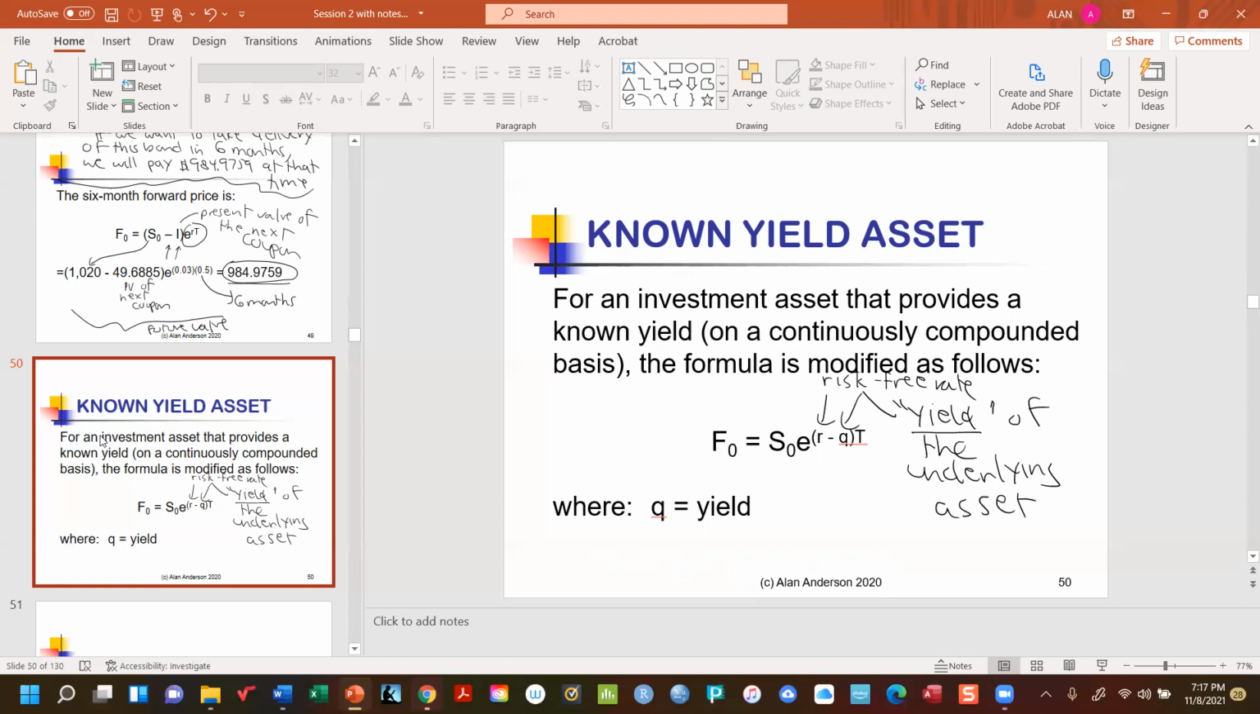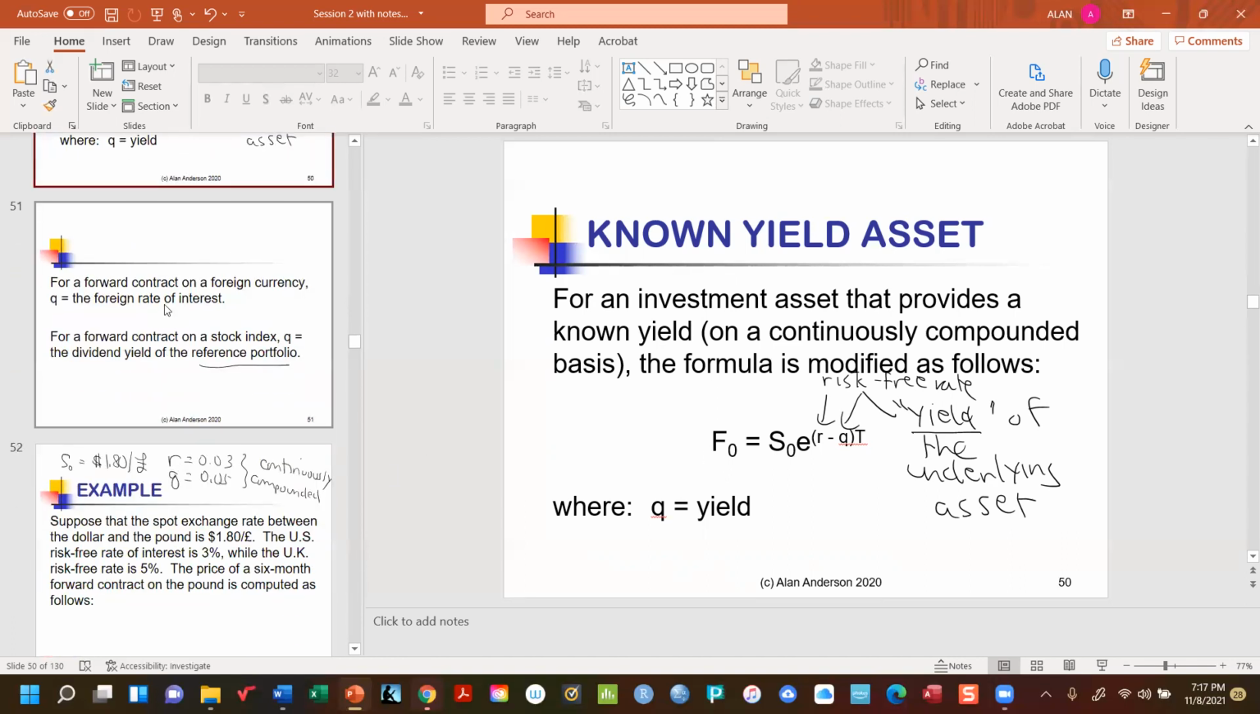We're going to see how this would apply to a currency. Now, if we do apply this to a currency, Q would be the foreign rate of interest, and R would be the domestic rate of interest. By the way, there's other things we could do with this. For example, what if the asset that we're delivering is a stock index like the S&P 500, then the Q would be the dividend yield on that portfolio. But much of the time, this formula is used for calculating the forward price of currencies.